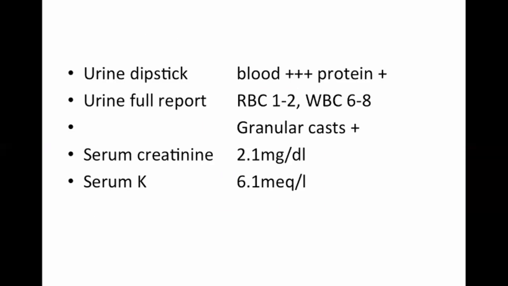And interestingly, when you look at this patient's urine dipstick, you see there's 3+ blood, but when you look at the urine full report, only 1 to 2 red cells. So clearly, this doesn't tally, because you expect many more red cells in the urine to account for this blood 3+. So what has caused this blood 3+ in the urine dipstick? Anybody?